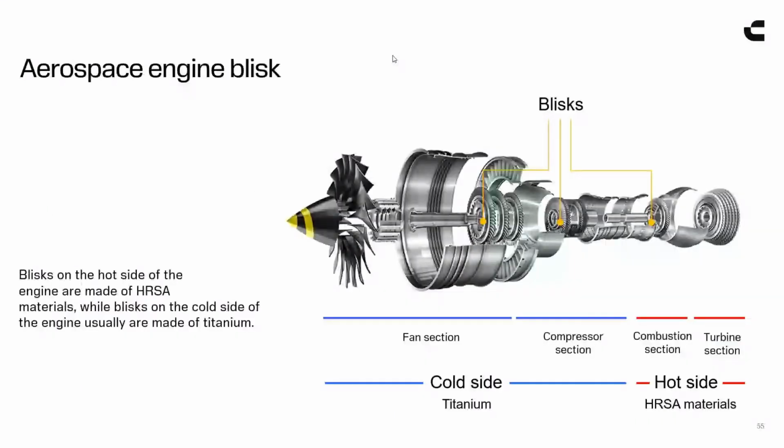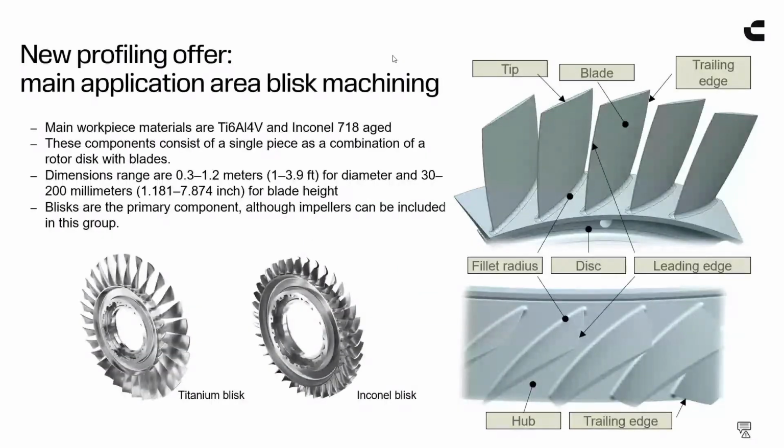Again, these are some of the components that it's used for. You can see all the different stages of the engine. On the cold side, a lot of titanium components, and then on the hot side, you have your combustion section, the HRSA, nickel alloy materials. So dedicated mills for both sides with dedicated grades, one for titanium and one for nickel alloys. Another example here, titanium and 718. So a dedicated solution for any type of the hub, the root, the edge line. There's a solution for it.